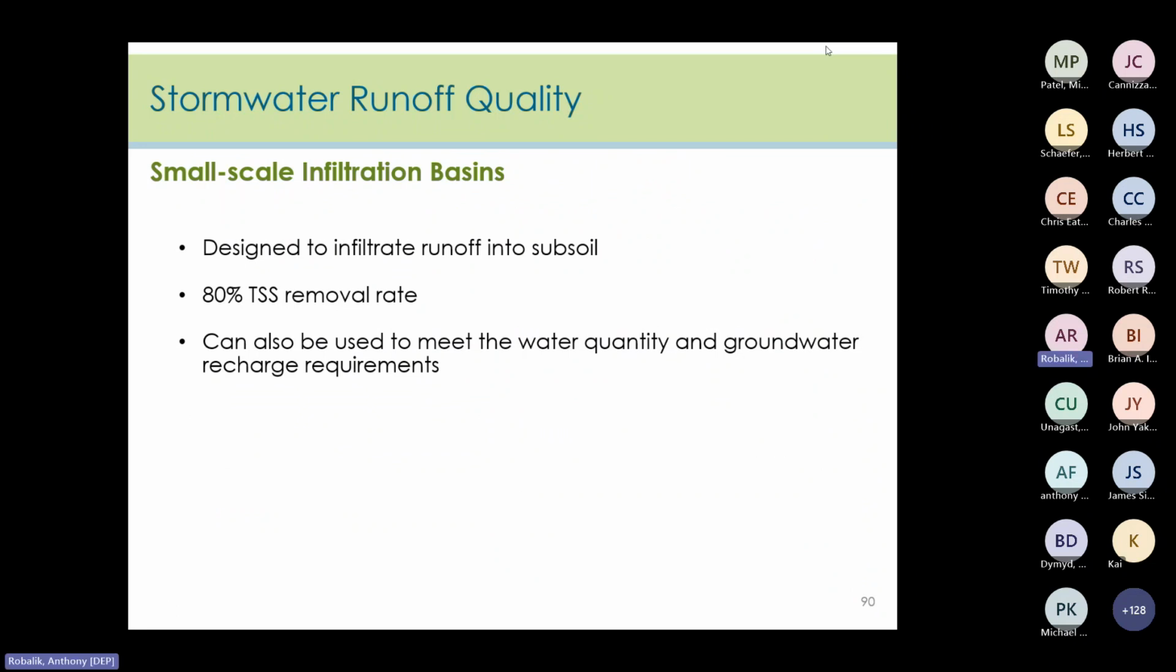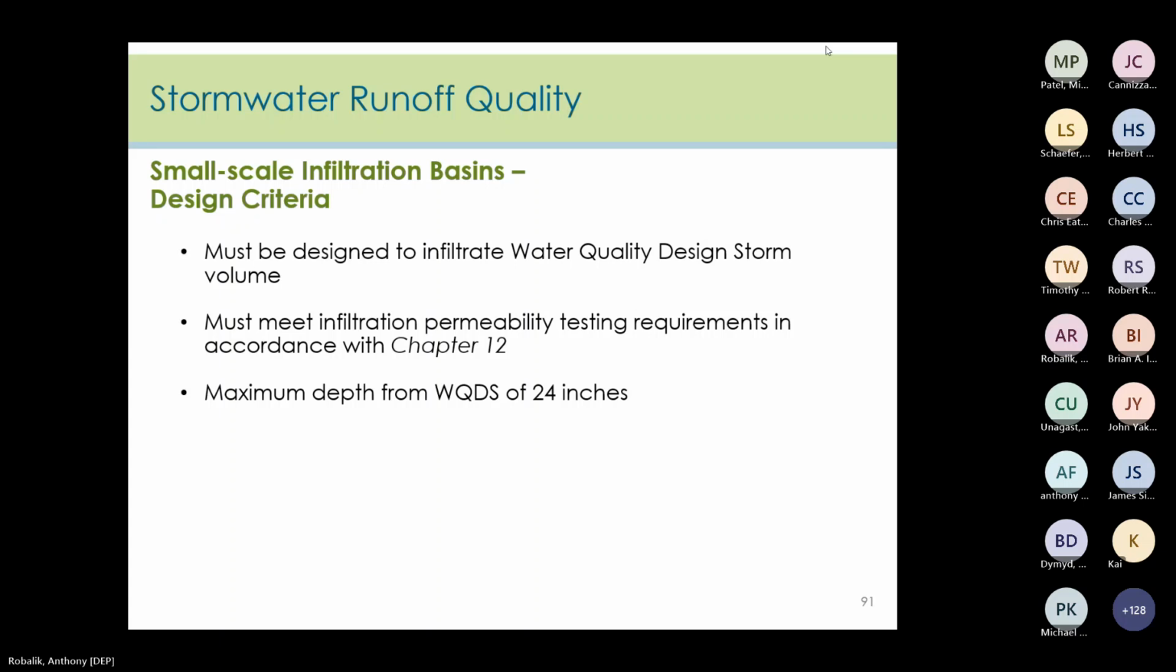So if we continue on with small-scale infiltration basins, they are a very common BMP for water quality treatment. Small-scale infiltration basins achieve the 80% TSS removal rate and may also be used to meet the stormwater quantity and groundwater recharge requirements. Under the current rules, only the volume generated by the water quality design storm may be infiltrated unless specific cases allow for the infiltration of the larger storm events as previously noted.